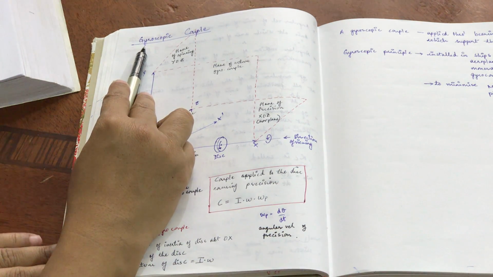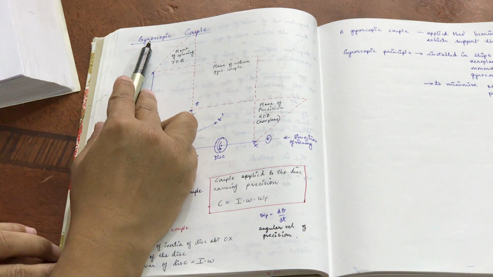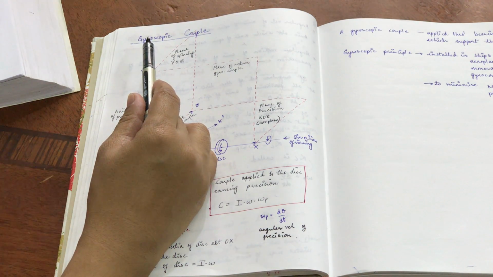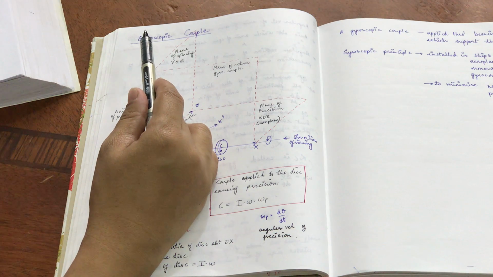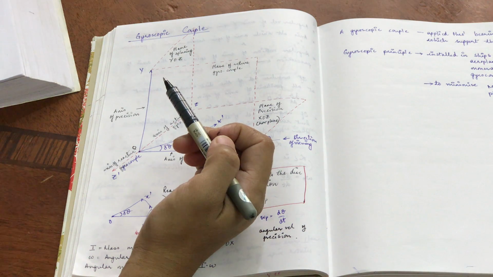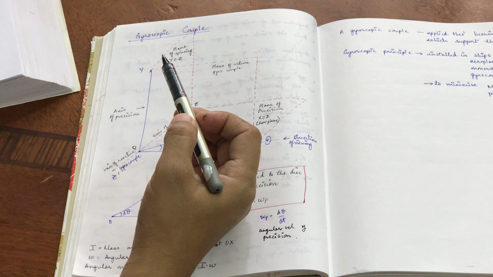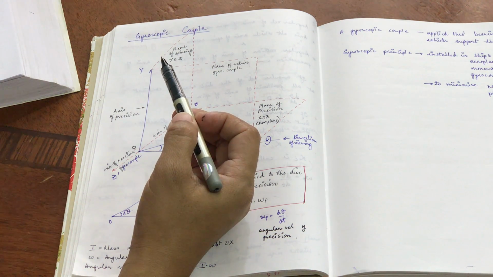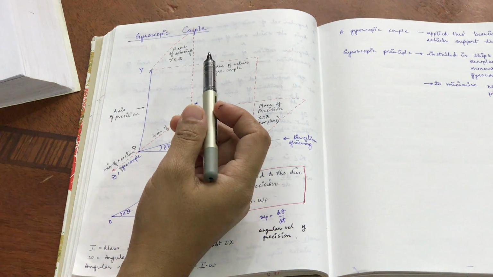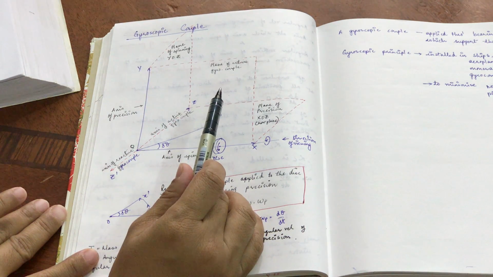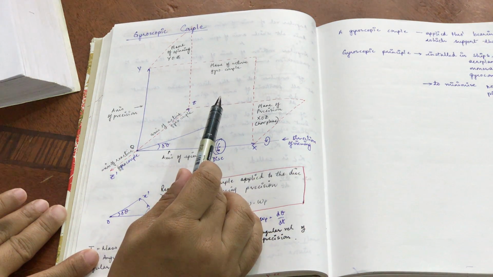Basically the gyroscopic couple is applied through the bearings which support the shaft. The basic principle is installed in aeroplanes or ships in order to minimize the rolling and pitching caused by the waves. Because of the waves, a ship goes up and down, so it minimizes the rolling of the ship as well as the pitching of the ship. Similarly, it can also be installed in aeroplanes to maintain stability, in monorail cars, as well as in gyro compasses.